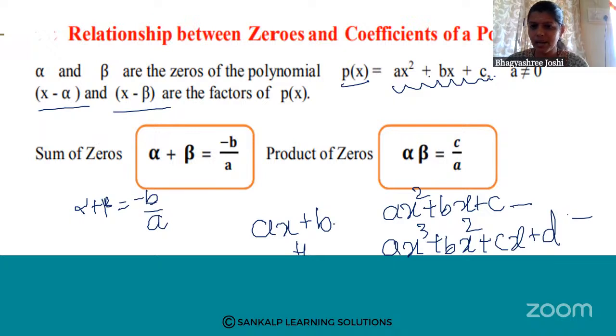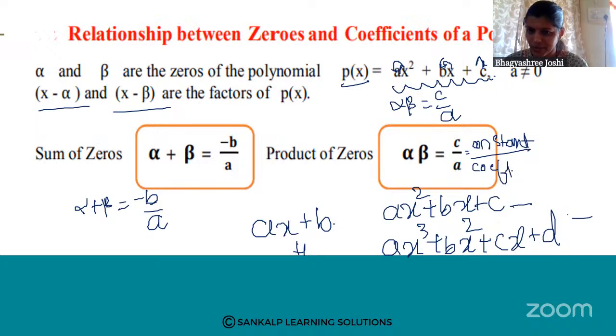What is minus b here? Minus, keep as it is. b means what? It is the coefficient of x. a means what? The coefficient of x square, right? Next, the product of zeros, alpha into beta, is equal to c divided by a. c means it is the constant term, right? And a is the coefficient of x square, right?